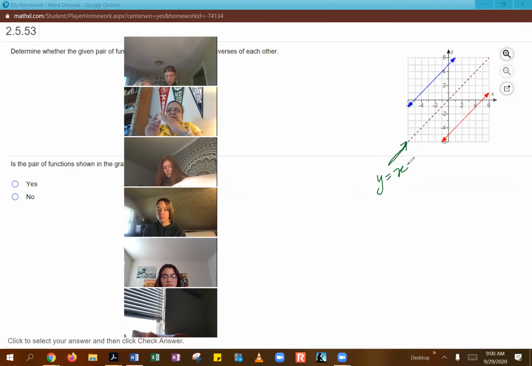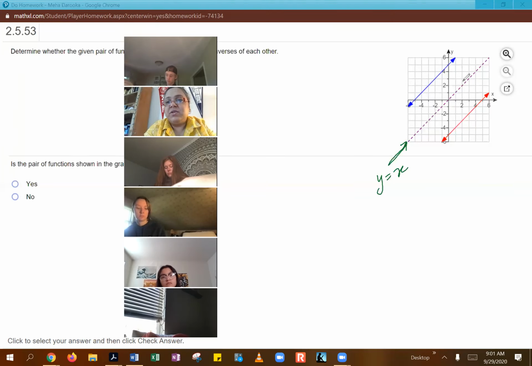So if you use this diagonal line y equals x as your reference line, or think of it as a reflective surface, and our two graphs are reflections of each other with respect to this line y equals x, we can say they are inverses of each other.